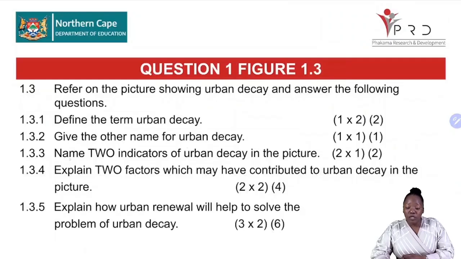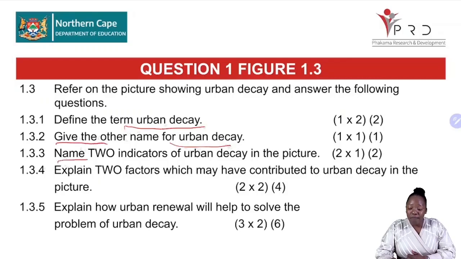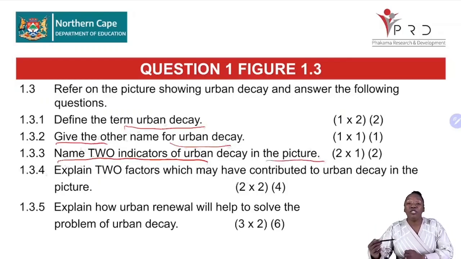Your second question, you give the other name for urban decay. So it means urban decay has another name. You need to give it for 1 mark. Then number 3, it says name 2 indicators, 2 indicators of urban decay in the picture. So now you see that your question 1.3.3, you need to refer to the picture again.